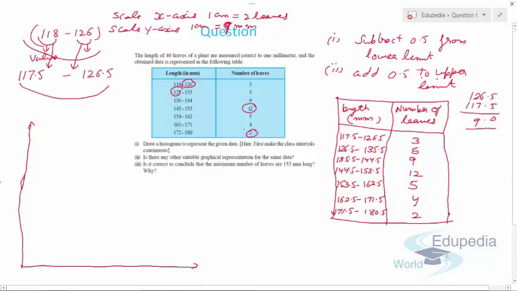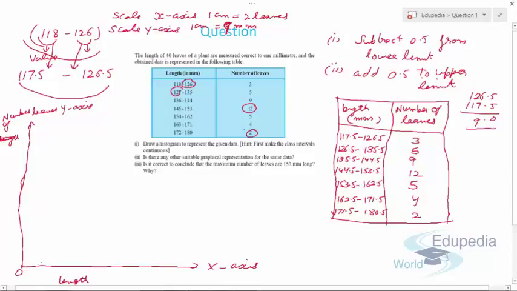So this is the scale now. Now what we need to do is write the number of leaves on the y-axis, right? And on the x-axis we need to write the length, right? So if this is 0, then it will start from 117.5.